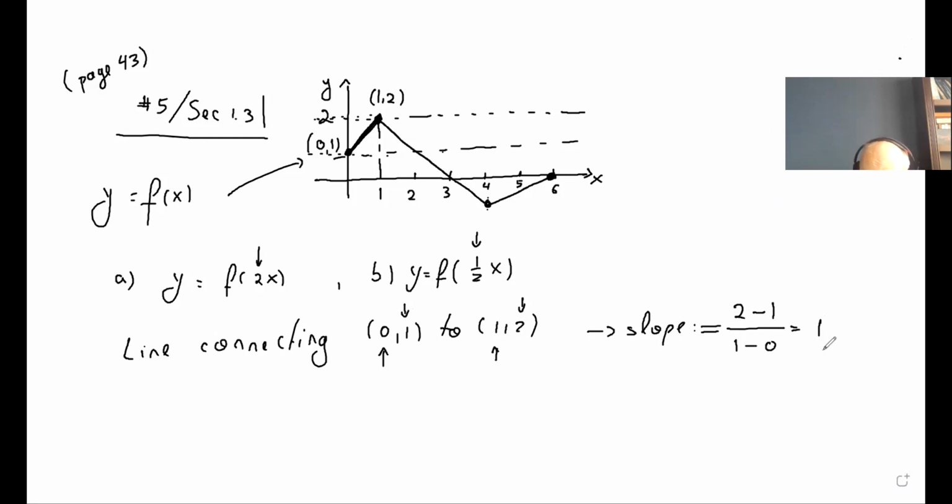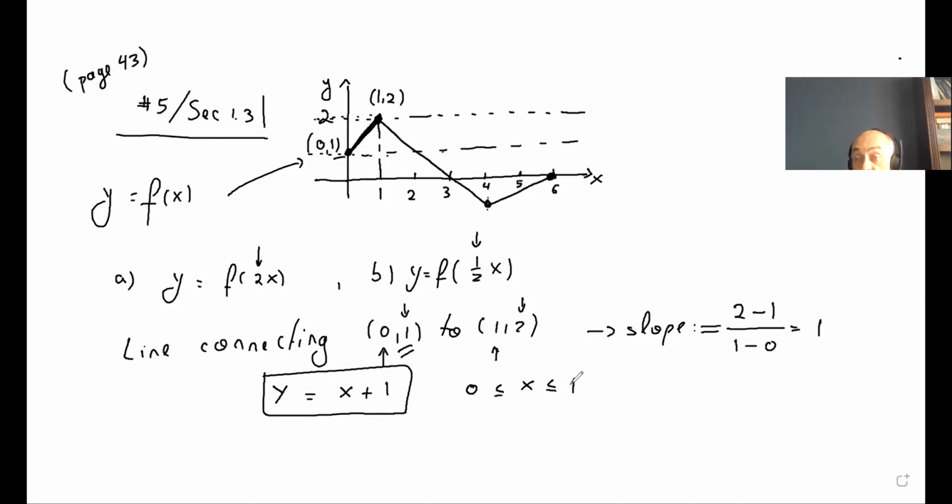So the slope is 1, and we already know the y-intercept to be 1 here because this point is already on the y-axis. So this line has equation y equals 1 times x plus 1. So this is the equation of the line. Now remember that this is the formula for x between 0 and 1, so we're going to say here 0 less than or equal to x less than or equal to 1. Remember that we draw piecewise defined functions, so we need to make sure that we understand on which interval that formula is valid.